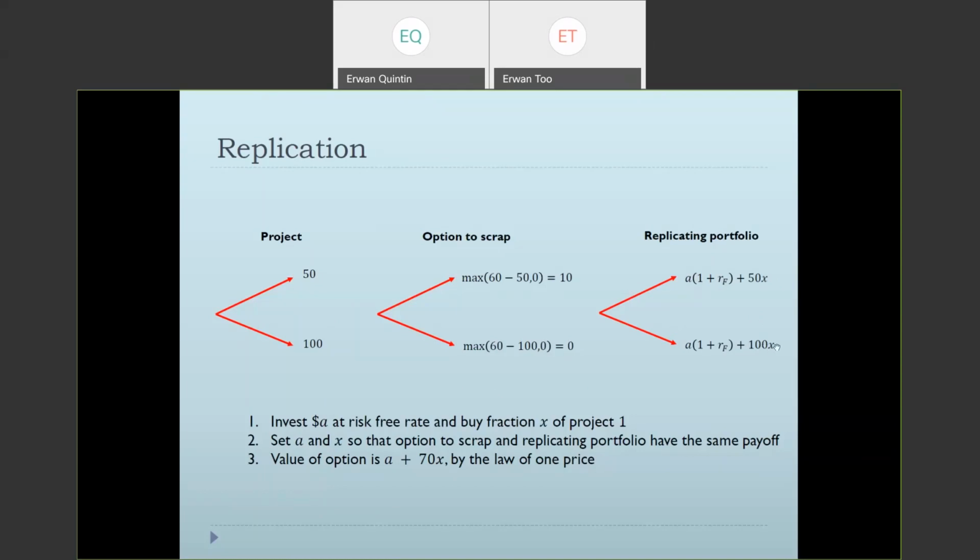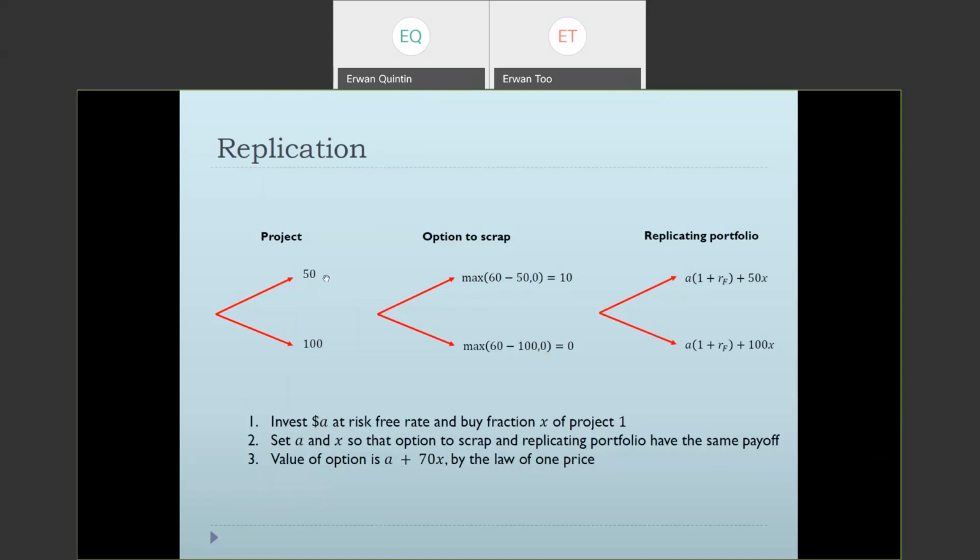Okay, so all I need to do now is a touch of algebra. I need this number to be equal to this number, and I need that number to be equal to that number. In other words, I need the option and the replicating portfolio to give me exactly the same thing, whether the project pays 50 or the project pays 100.